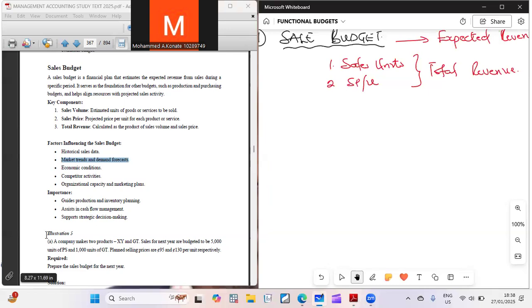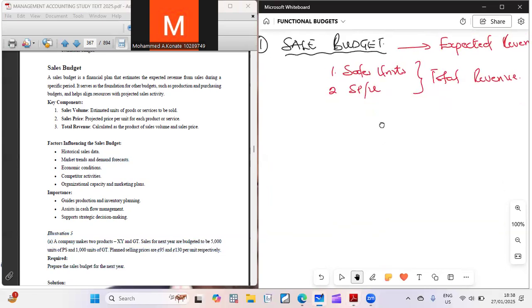So let's take a look at this example and prepare a sales budget from that. Don't forget, in the functional budget, everything starts from the sales budget. And in the sales budget, you need the units and the selling price. So that's all you need. So now look at the question and tell me what we need to do. We have a company that makes two products, XY and GT. It says that the sales budget for the next year is 5,000 for XY.